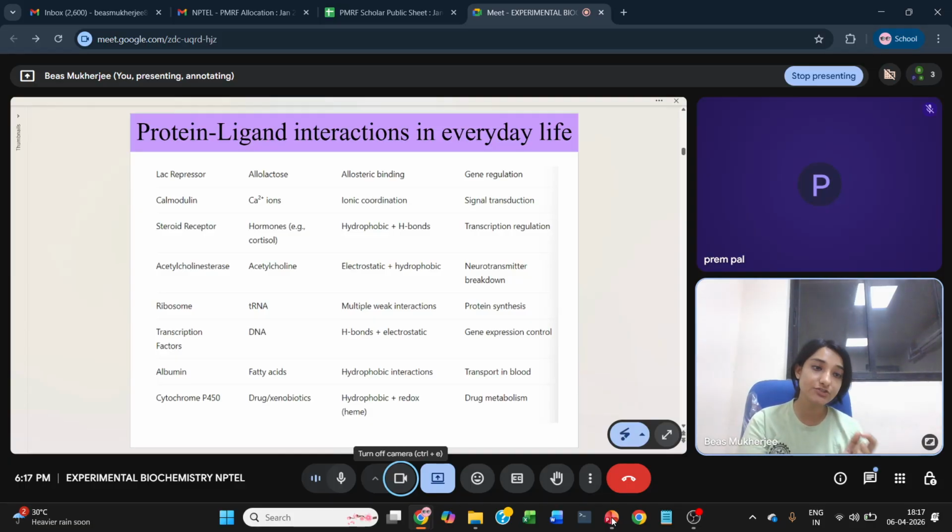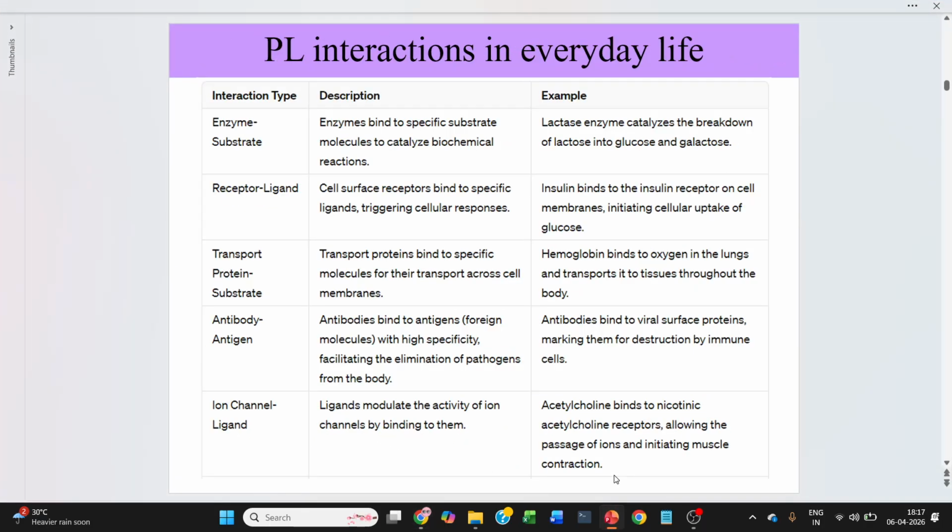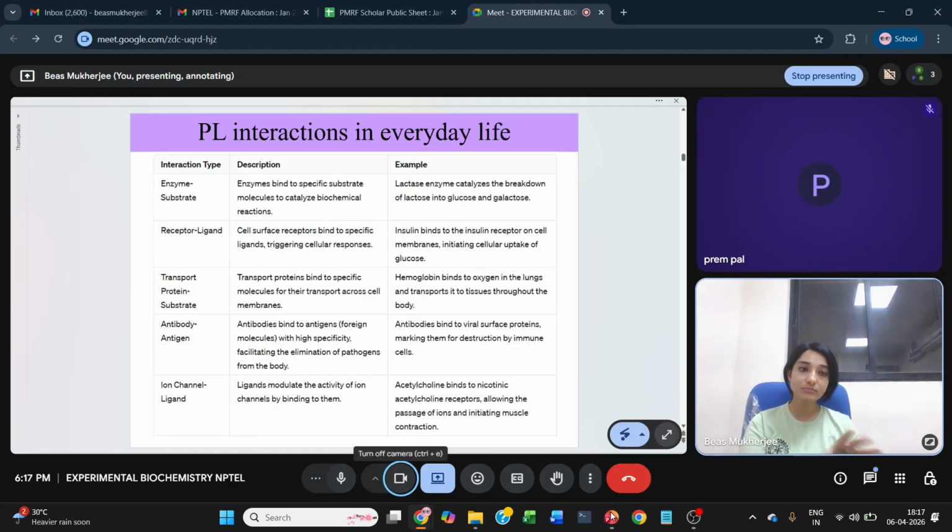Then acetylcholinesterase, which is an enzyme, and acetylcholine, which is a neurotransmitter. All of these different interactions are very important protein ligand interactions. A detailed summary of all different types of protein ligand interactions is given for you. It can be enzyme substrate interaction, or receptor ligand interaction, for example, insulin binding to insulin receptor on the cell membrane for the uptake of glucose. That is a very important receptor ligand interaction. Then transport protein and substrate interaction.